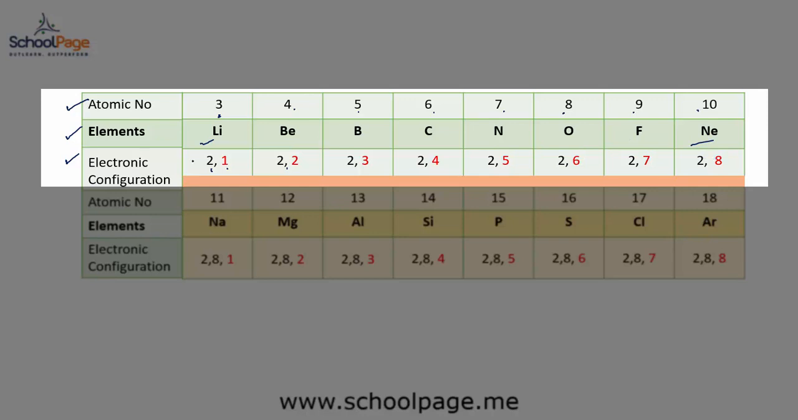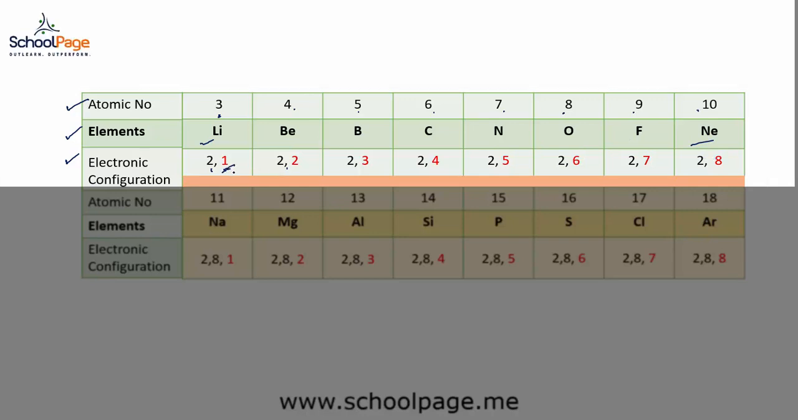Now the numbers which are denoted in red give you the electronic configuration of the outermost shell, the last shell of the element, and this comprises the valence electrons, the electrons in the outermost shell.